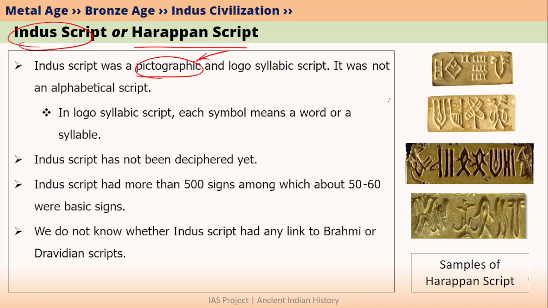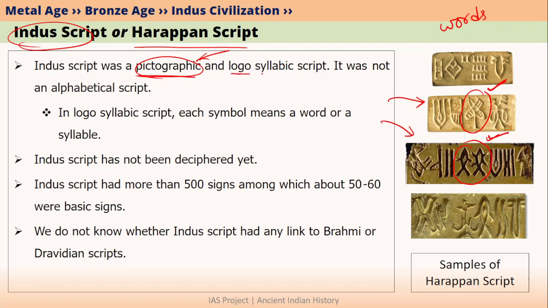For example, if you look closely in this picture, you can identify something like a leaf here. And in this picture, you can see something like fishes represented over here. So these are basically called pictures. And these pictures correspond to certain words. So it may be a leaf here, it may be a fish here, but we do not know this yet. So therefore, we can call Indus script as a pictographic script.